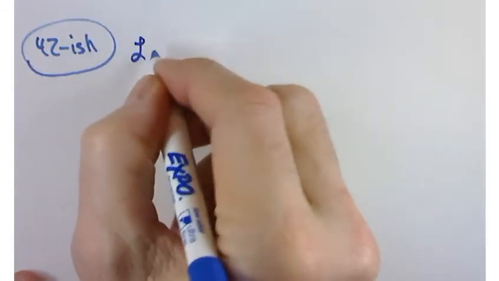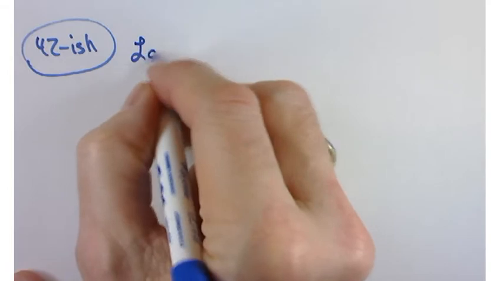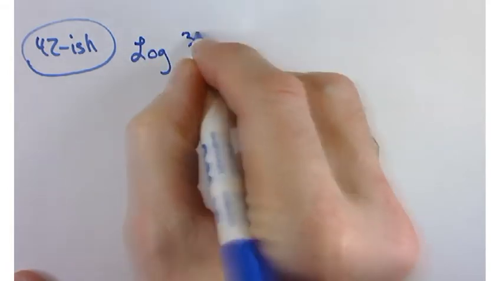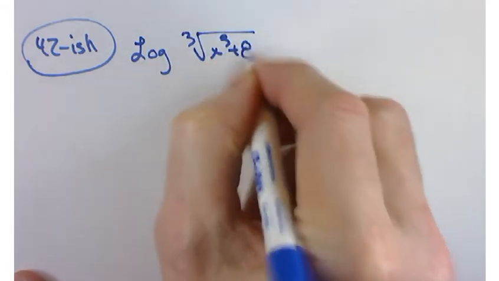I want to do problem number 42 because there's something that a lot of people want to do on this one that just doesn't work. In fact, I think we're going to modify problem number 42 a little bit. So, call this problem 42-ish. It's not exactly problem 42. It's what the author meant to do, but there's a typo, I'm sure. It's a much better problem this way. So log of the cube root of x cubed plus 8.